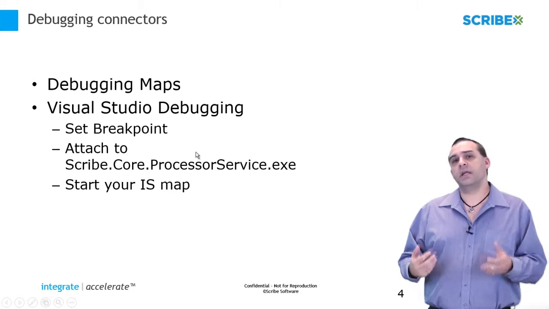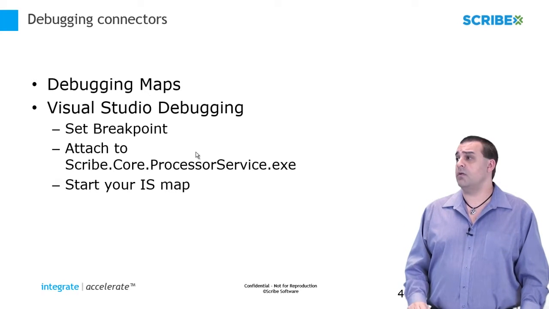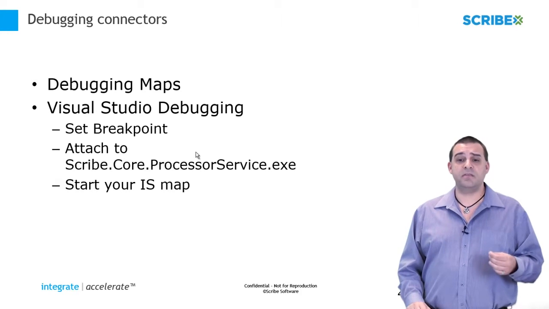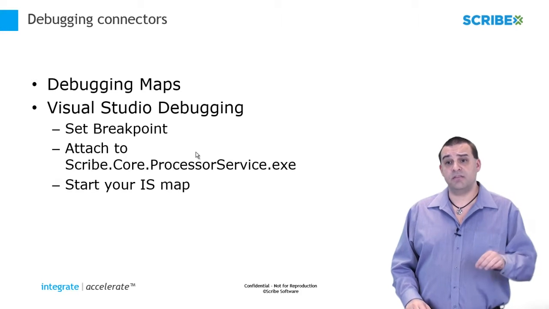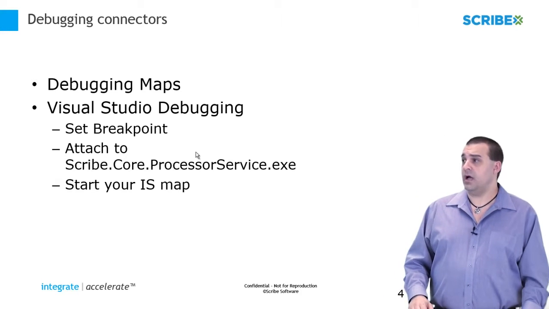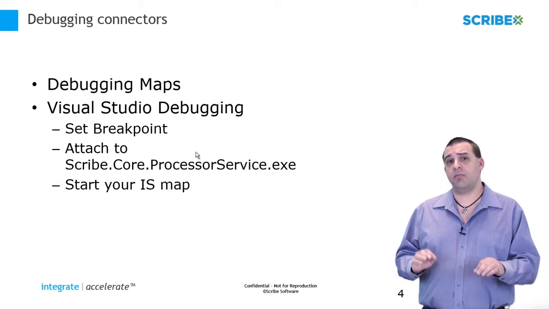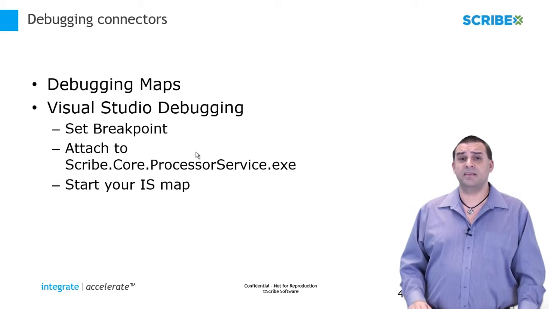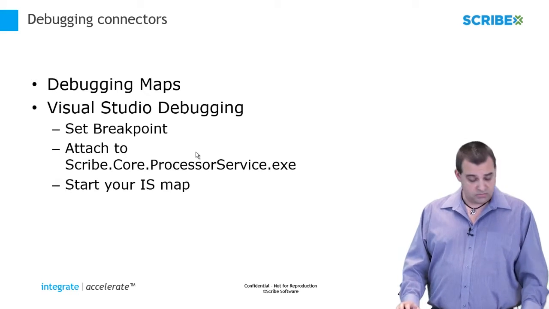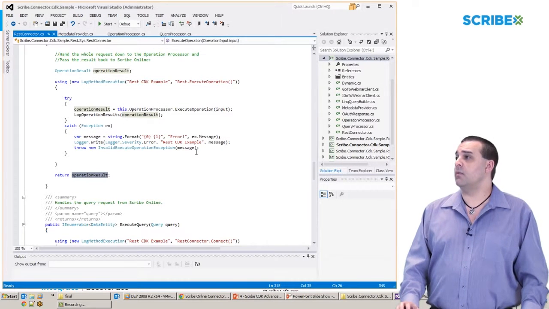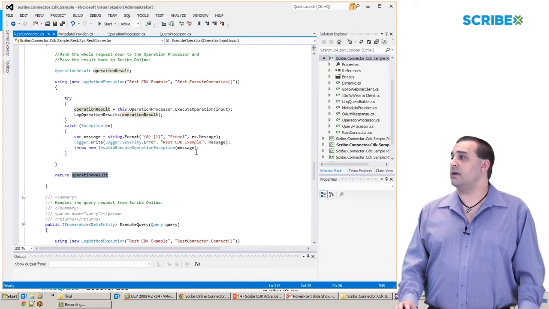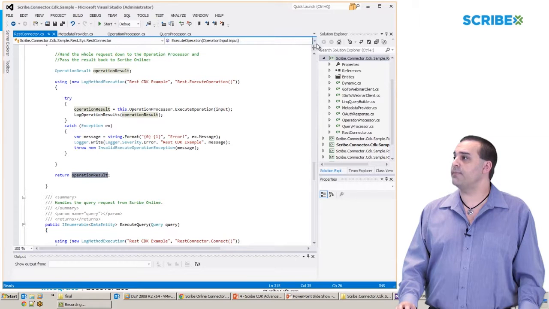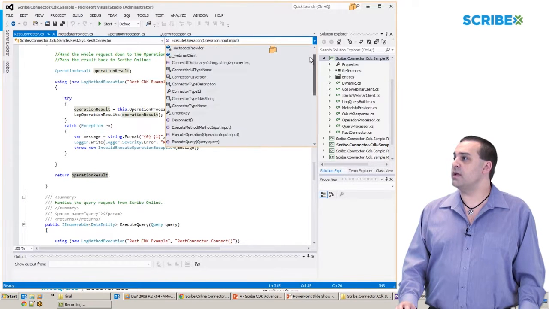Within your connector, if you wanted to do a live debug of your source code, you will have to attach to the Scribe Core Processor Service, which is the Scribe Online agent that's installed locally on your development system. And then once you're attached to that and you've set your breakpoint, you can go into the Scribe Online platform and start your map or start whatever process it is that you need to debug. So let's take a look at a quick example. Again, we'll go back to our real-world example, and what I will do is come up in here to our REST connector. I'll come up to our pre-connect code.